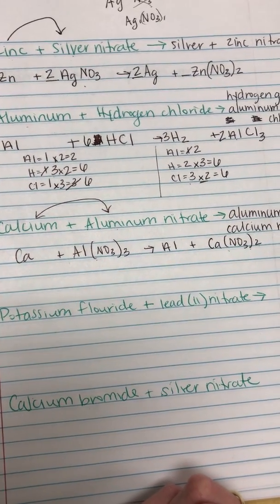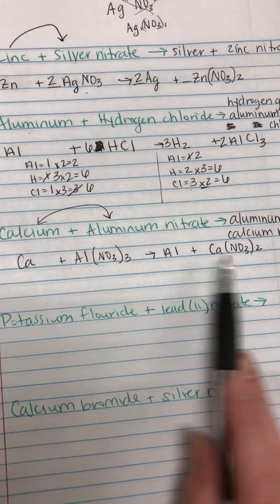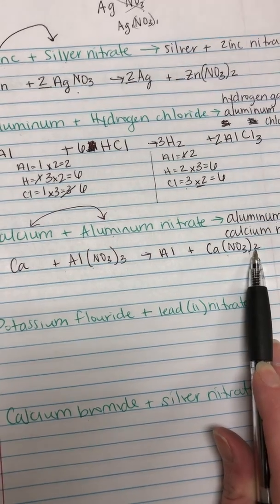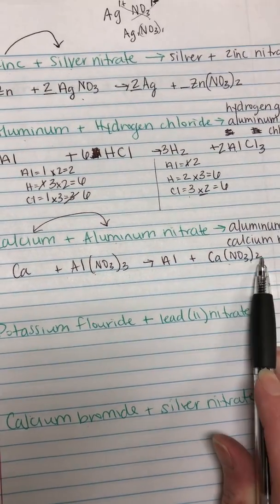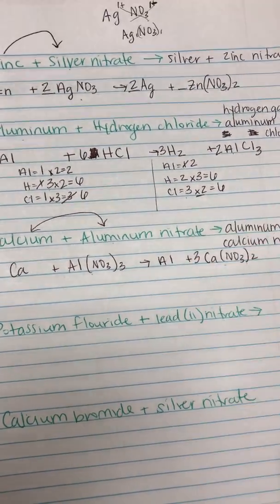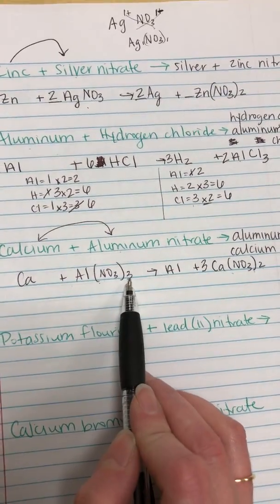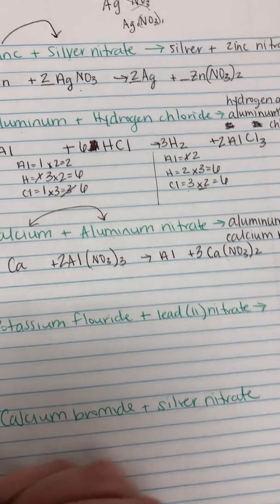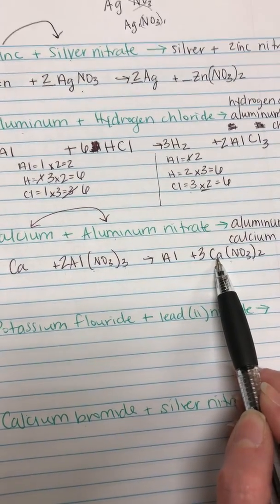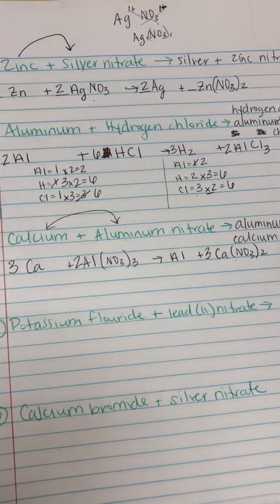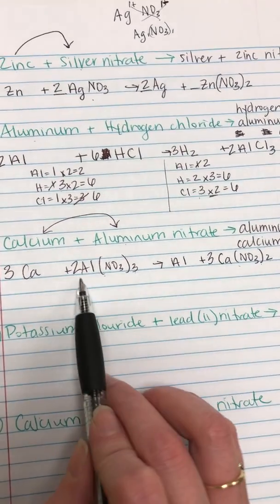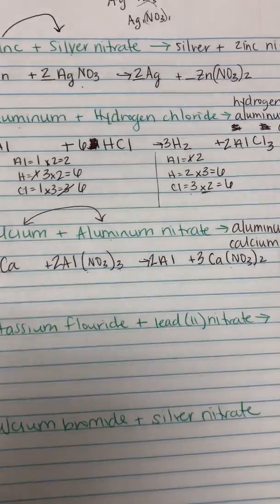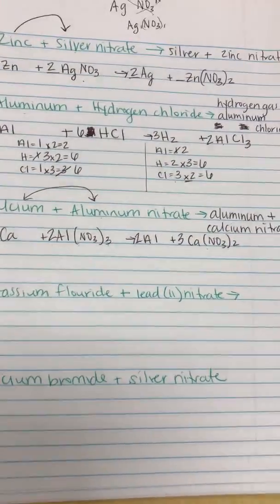Really the only thing that's not balanced is my nitrates. I have 3s and 2s, so I know that my least common multiple is going to be 6. What can I multiply 2 by to get 6? 3. On this side I have to multiply this by 2 to get 6. This also gives me 3 calciums, so I put a 3 on my left side. Now I have 2 aluminums, so I put a 2 on my right side.